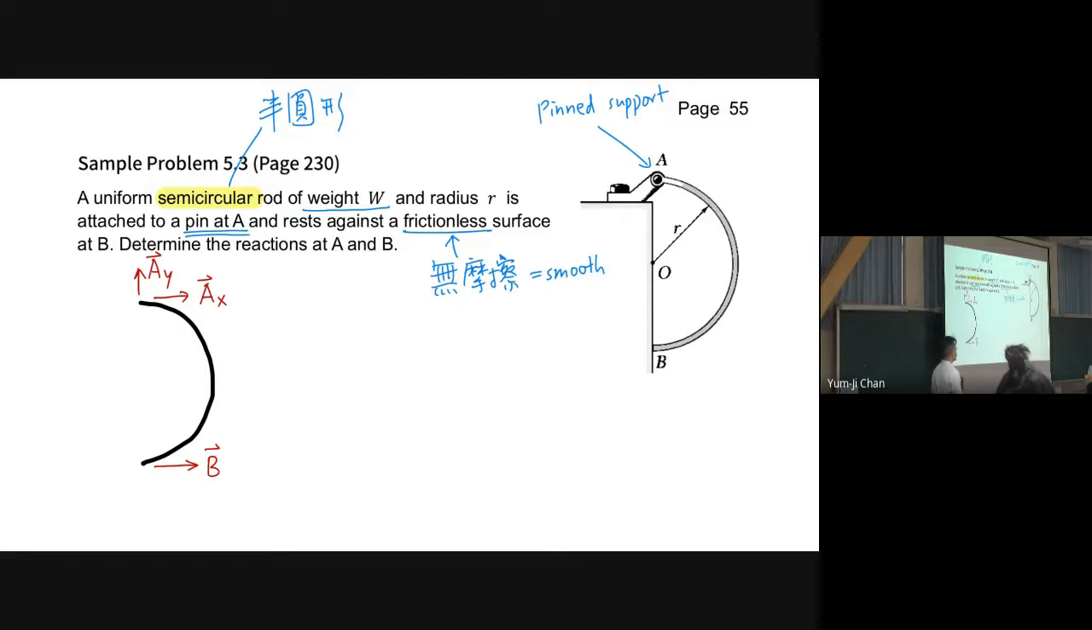And the only thing different from the problems we have looked at before is that this rod has a weight of W. It has a weight of W. So where should we put this force? It should be put at the centroid of the rod.